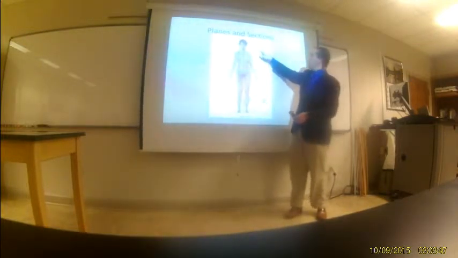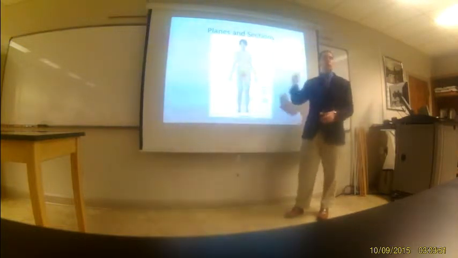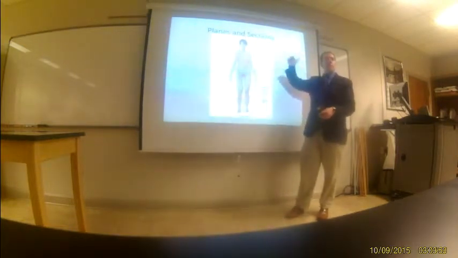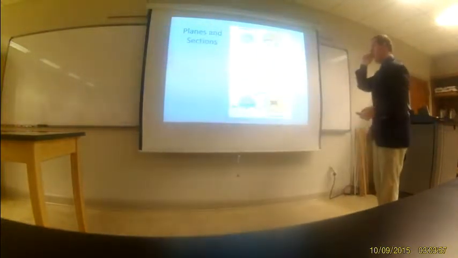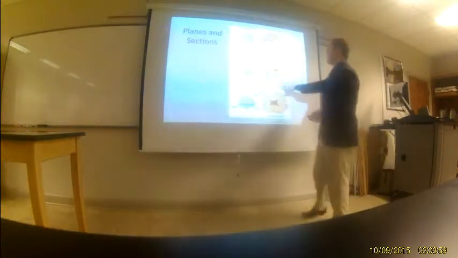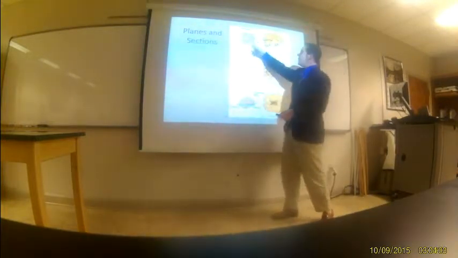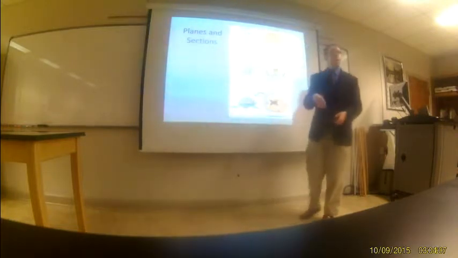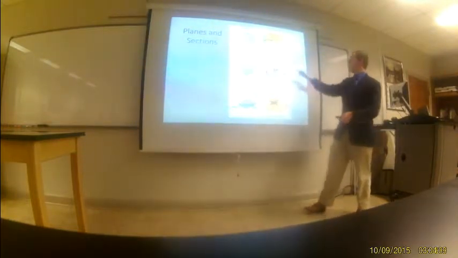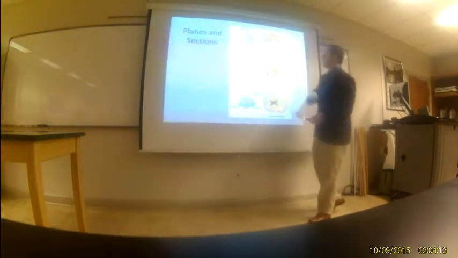And then finally, there's the frontal plane, which is hard to see in a two-dimensional picture, but it's cutting her in the front and back. We can also use these same planes on organs. So if we take a brain and cut it along the mid-sagittal plane, we get left and right halves, or left and right hemispheres. And so when you look at the section, that's what you see.